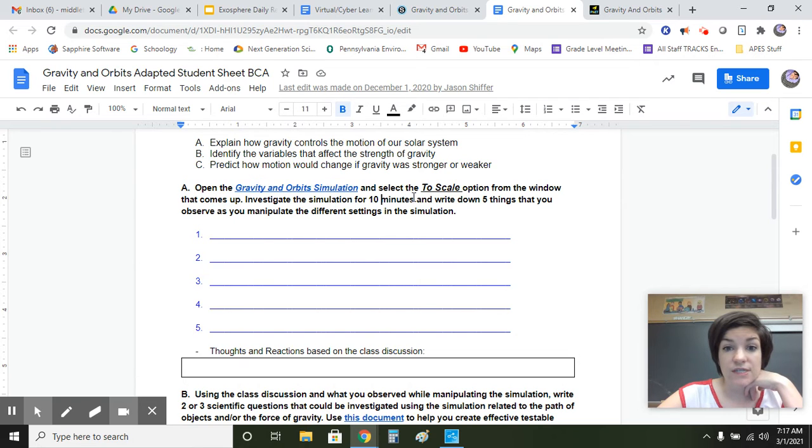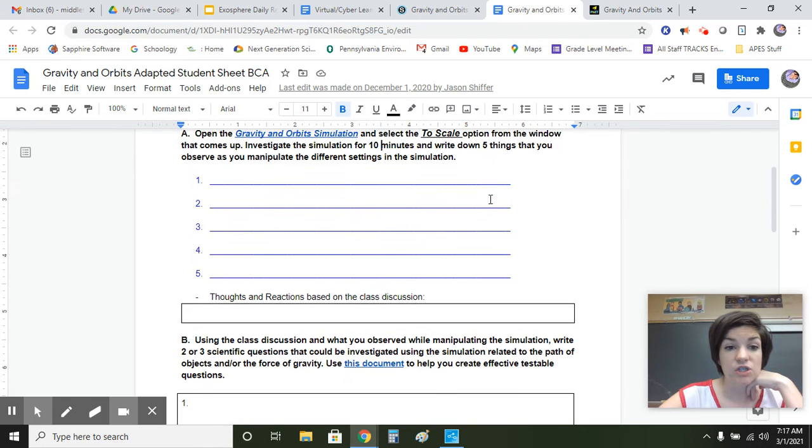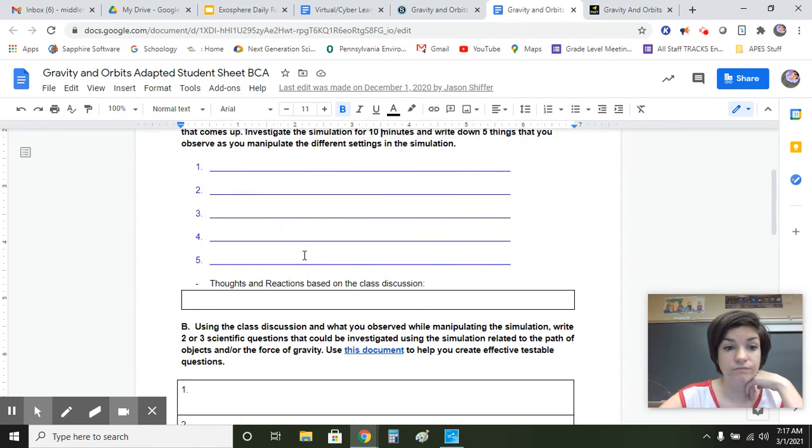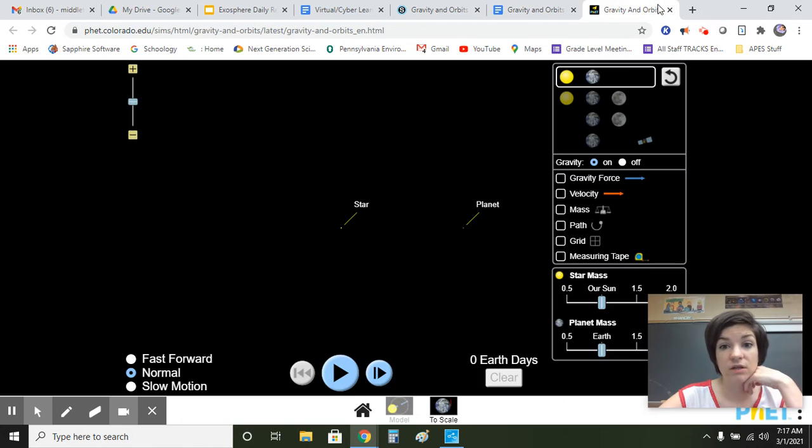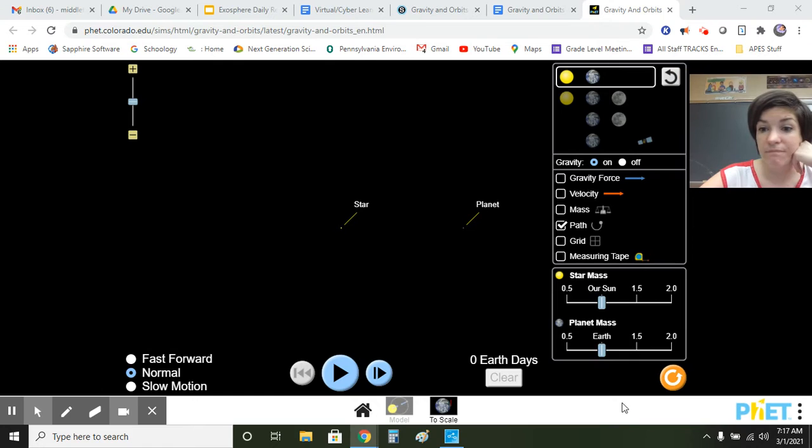Investigate the simulation for 10 minutes and write down 5 things that you observe as you manipulate the different settings in the simulation. So you're going to write down 5 things. So literally you're just going to play around a little bit. I like putting the path on so that I can see how, as I mess with this stuff, I can push play, and here we go. There's Earth going around the sun.